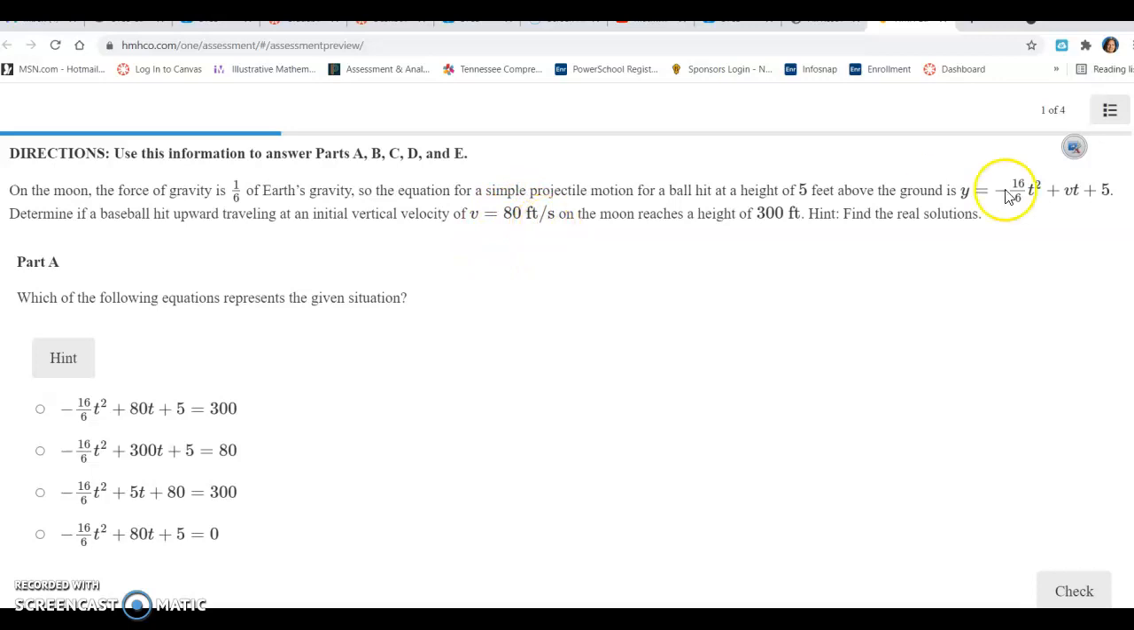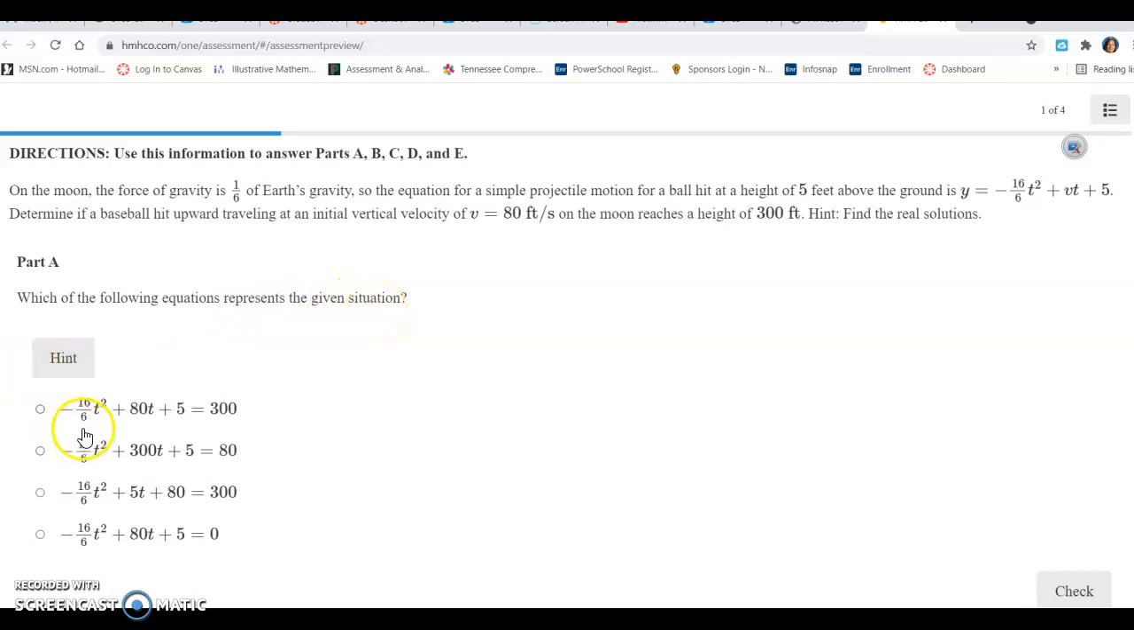Okay, so we can see that velocity, v, is 80 feet per second, so that would be our v here in the equation. And it reaches a height of 300 feet, so that would be your y value here. It says, which of the following equations represents the given situation?